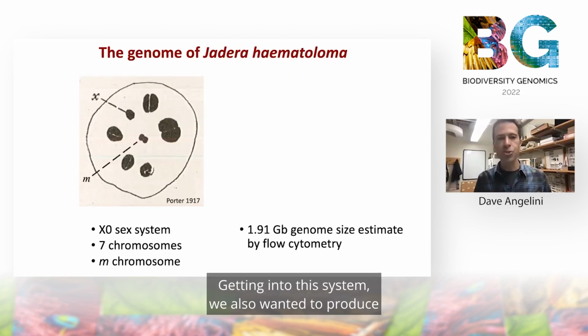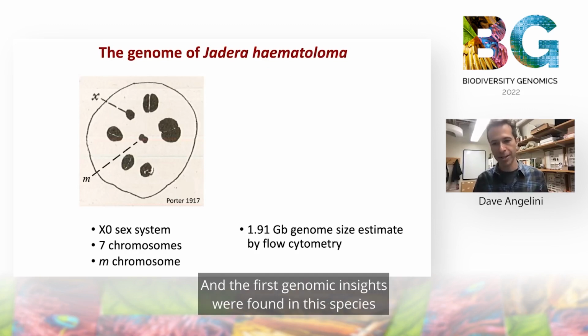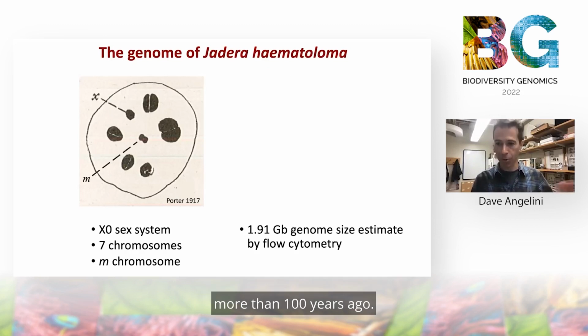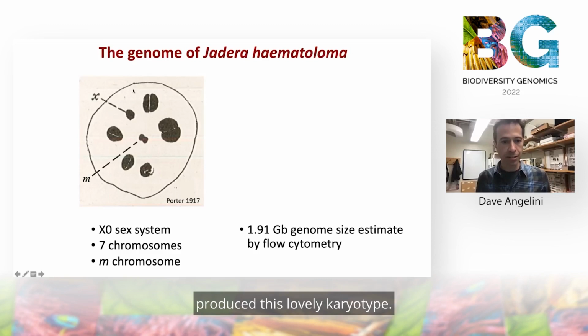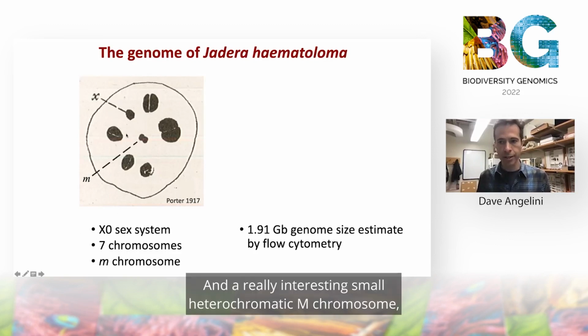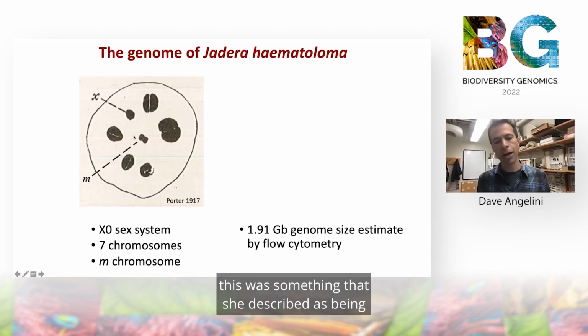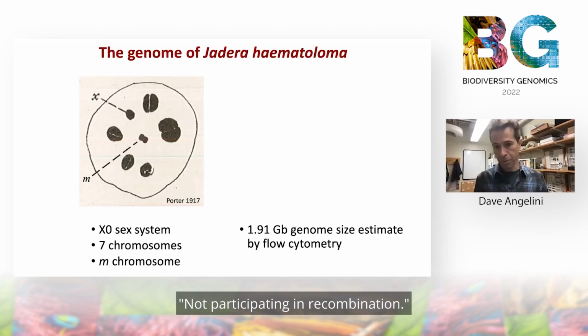Getting into the system, we also wanted to produce a genome as a resource, and the first genomic insights were found in this species more than 100 years ago. A woman named Lila Porter at the University of Texas produced this lovely karyotype, and she identified 5 autosomes, an X chromosome in an X0 sex determination system, and a really interesting small heterochromatic M chromosome. This was something that she described as being precocious in anaphase and, at least to her description, not participating in recombination. So I found this really interesting.